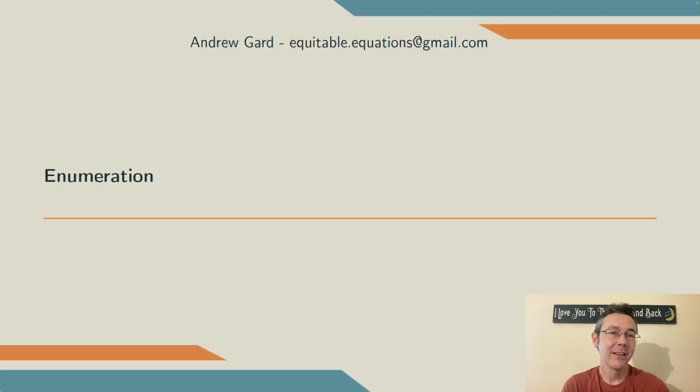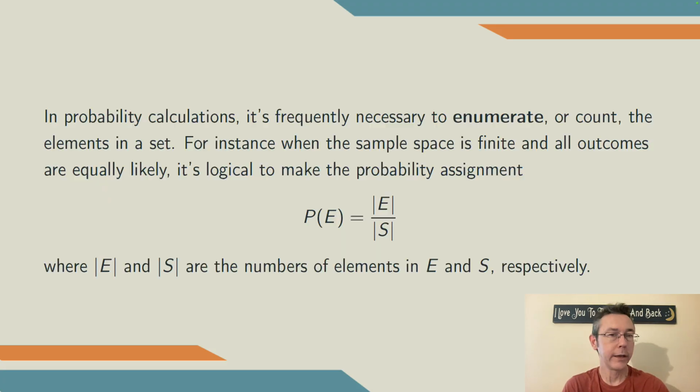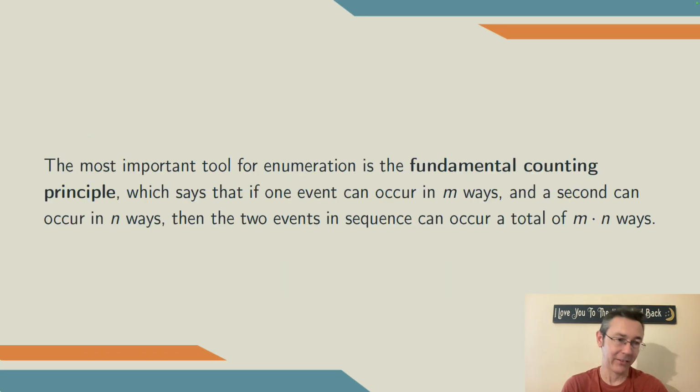Hey everybody. Today we're talking about enumeration, which just means counting the number of elements in a set. When you're studying probability, this comes up all the time. In particular, if you have a finite sample space and all of the outcomes are equally likely, we often make the probability assignment that the probability of an event is just the number of outcomes in the event divided by the number of outcomes in the sample space. So to compute that classical probability, you need to enumerate both E and S.